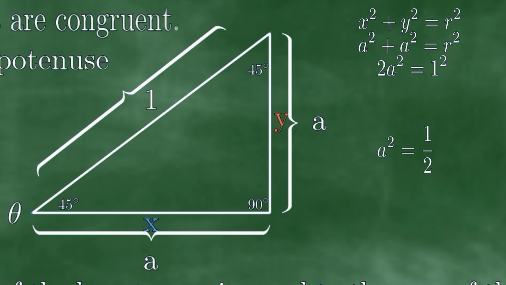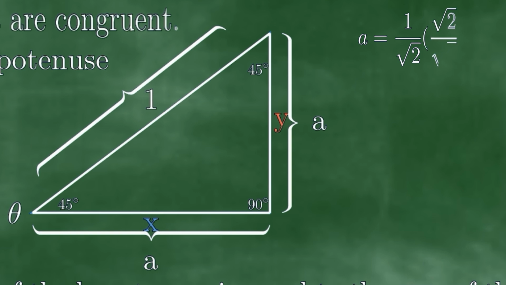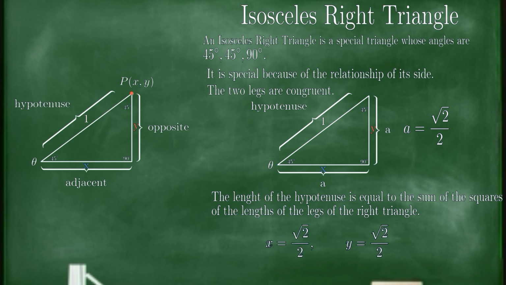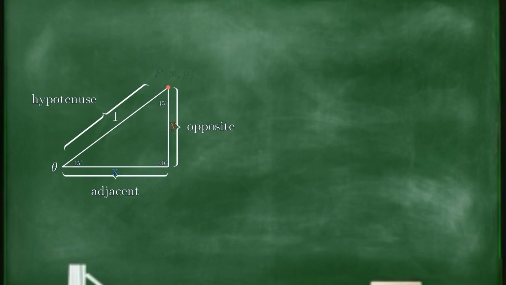Extract the square root. That is just equivalent to 1 over the square root of 2. With rationalization, we get square root of 2 over 2 for our a. So therefore, the value of our x and y here is equal to square root of 2 over 2.